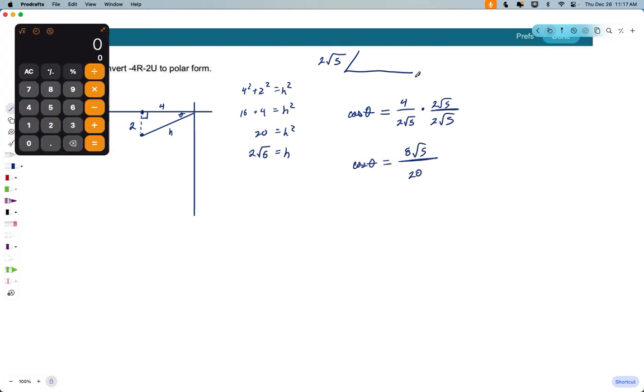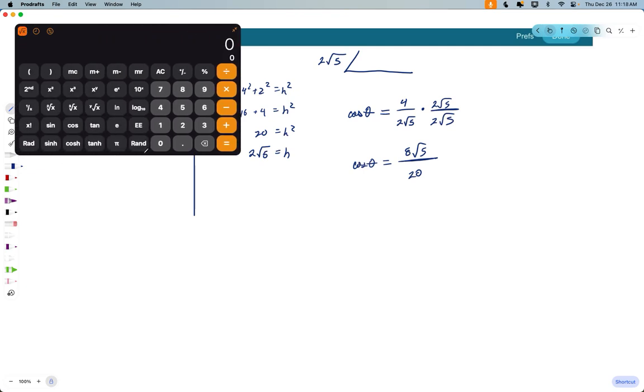So I'm going to pull that up and open this. And first of all, I'm going to say square root of 5 times 8. Okay. Now I'm going to divide that by 20. That is going to be the cosine of theta. So I'm going to get the inverse of that. The inverse of that is theta, which is 26.57 degrees, because we round everything to 2 decimal places.